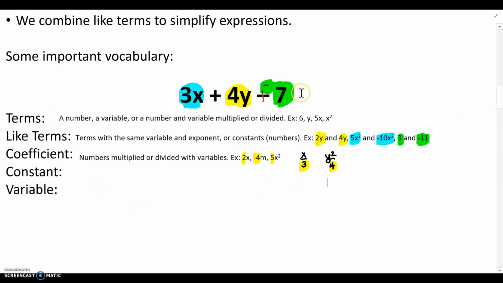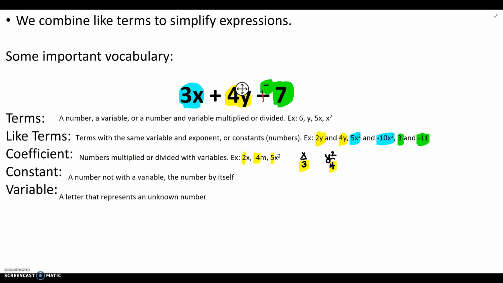So if we look up in this example, what numbers do you think would be our coefficients? If you think 3 and 4, you are correct. Negative 7 is not a coefficient because there's no variable. So a constant is a number that's not with a variable. It's the number all by itself. So in 3x plus 4y plus negative 7, the negative 7 is going to be your constant. So this number here is the constant. And the coefficients are 3 and 4.